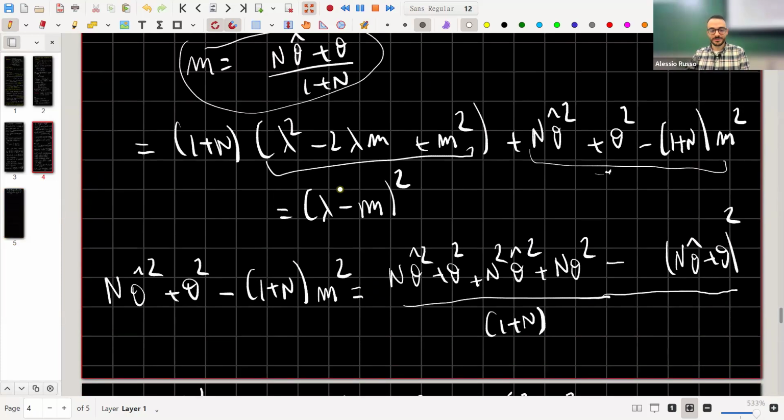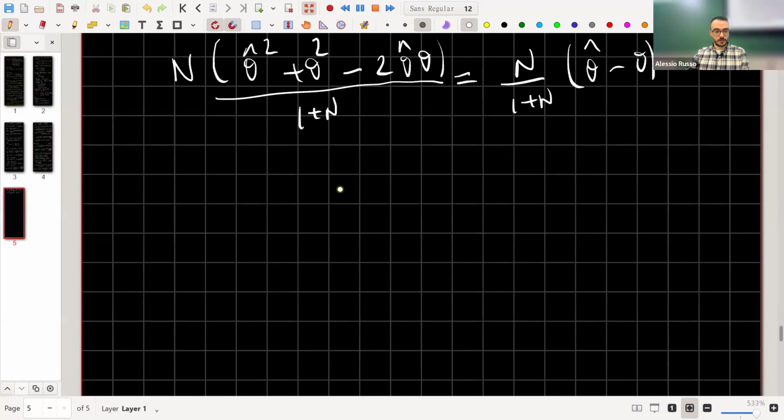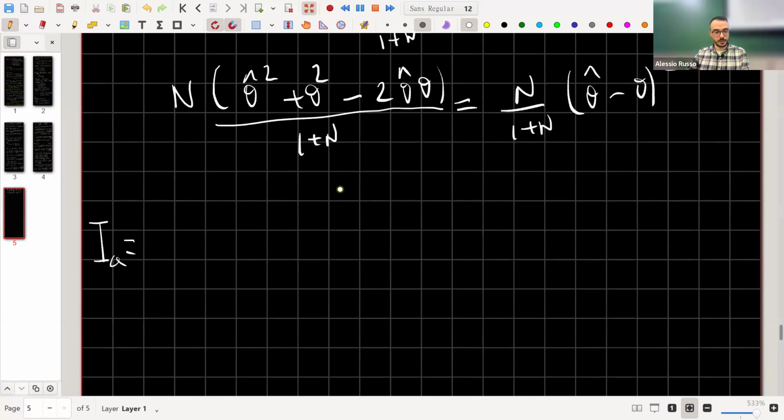Okay, so where are we? Here, this becomes n divided by 1 plus n times theta hat minus theta squared. This other quantity becomes 1 plus n times lambda minus m squared, right? So our integral IA is also equal to exponential of.